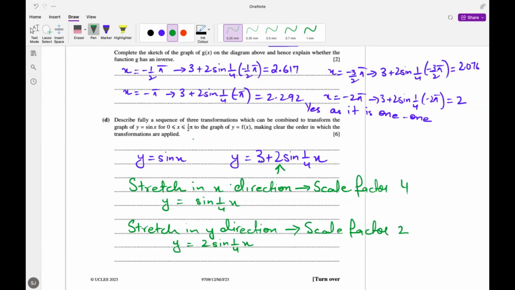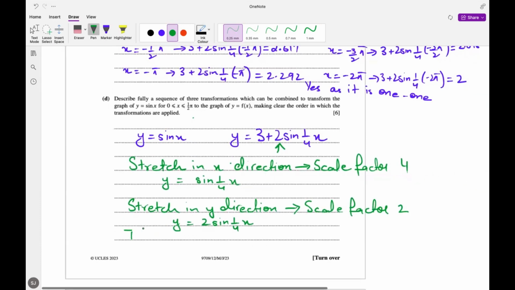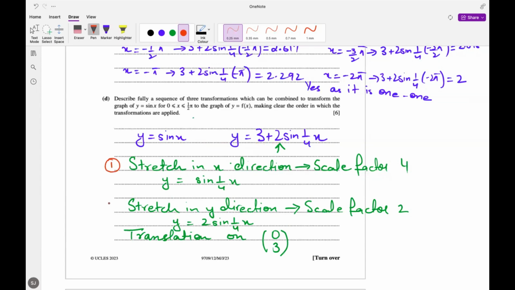And finally, as it is a plus 3, it means it has moved 3 units in the y direction. So finally we'll translate. There is no movement in the x direction, so we'll just write a translation of (0, 3), and that will be the final answer. Now, if we perform these operations in any different order, we will not get the same result, so we'll have to give it step by step. In the first step, it will be a stretch in the x direction. In step 2, it will be a stretch in the y direction, and then finally we'll have a translation of (0, 3).